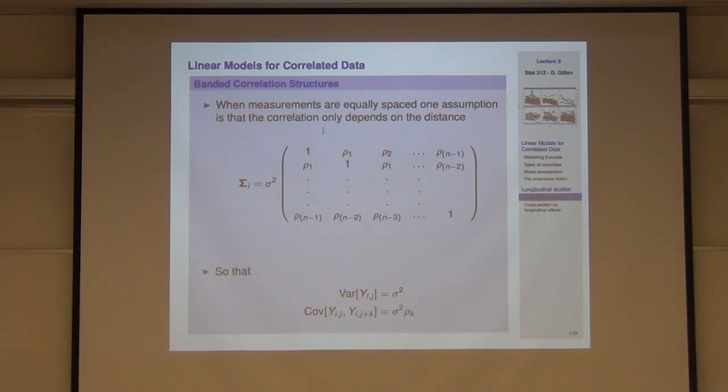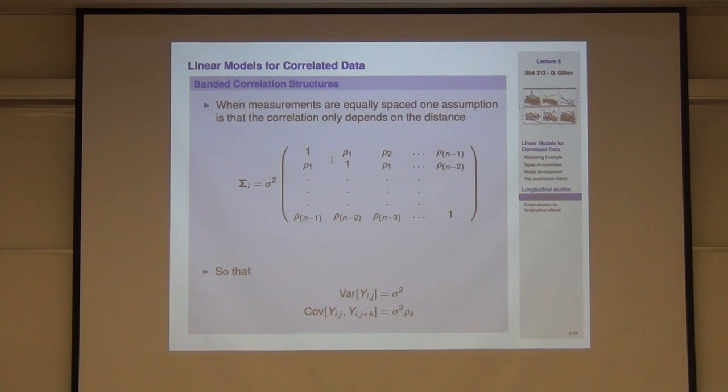Where does the term banded come from? The banded aspect of this is coming from the fact that I'm saying, well, the correlation between any two measurements that are one unit apart, if you will, is common. It's the same, right? So as I'm thinking about the correlation between measurement one and measurement two, that's row one. As I'm thinking about the correlation between measurement two and measurement three, that's row one, et cetera. So I get this banded aspect going down the off diagonals. That's where the name comes from.